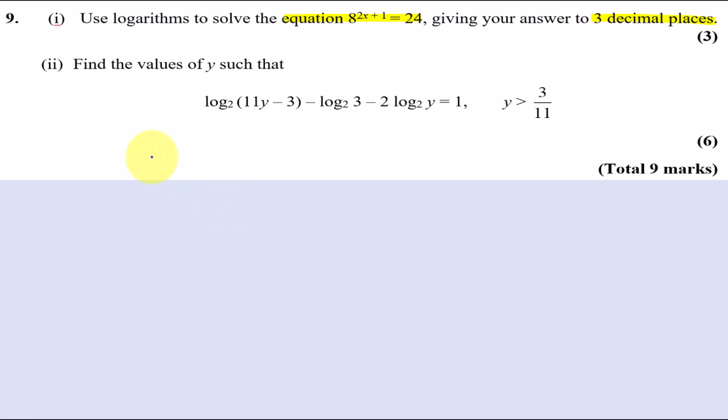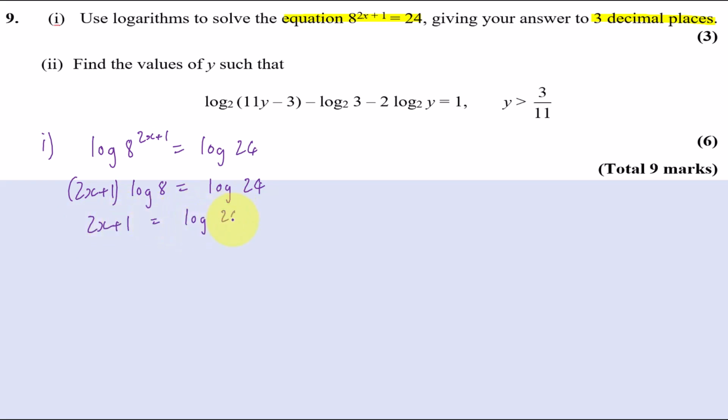So we log both sides. So we get log 8 to the 2x plus 1 equals log 24. We can use the power law, bring the 2x plus 1 to the front. (2x plus 1) log 8 equals log 24. We want to make x the subject, so we divide out by log 8. We get 2x plus 1 equals log 24 divided by log 8.